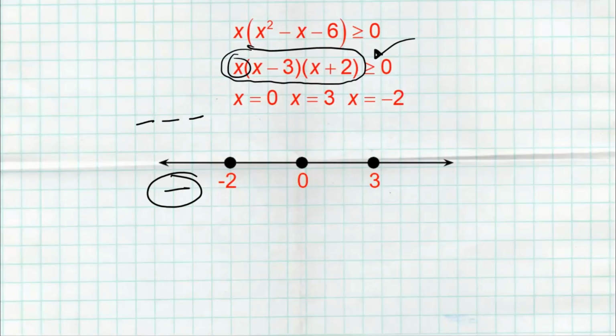Negative 2 to 0. Pick a value in there like negative 1. That's going to be right here. It's going to be a negative 1. Negative 1 minus 3 is negative. Negative 1 plus 2 is positive. 2 negatives and a positive is going to make an overall positive value in that interval.